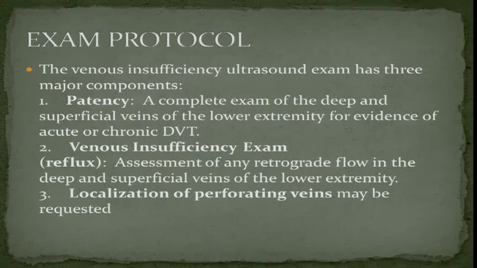Number one, patency. Hunter's turn to answer my question. He went away. Now it's mini Hunter. Okay. Since you have not had an ultrasound rotation, I will skip you. Now it's Ahmed. Ahmed, first thing is patency, a complete exam of the deep and superficial veins of the lower extremity for evidence of acute or chronic DVT. Why is deep venous thrombosis the first step in performing a venous insufficiency exam?